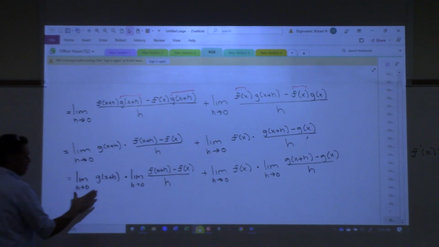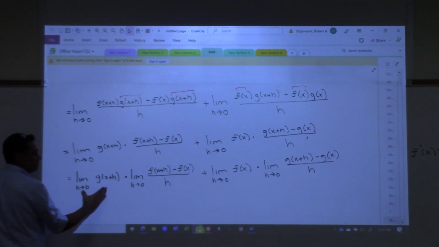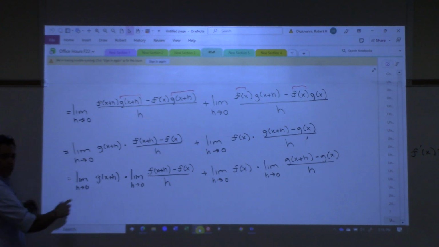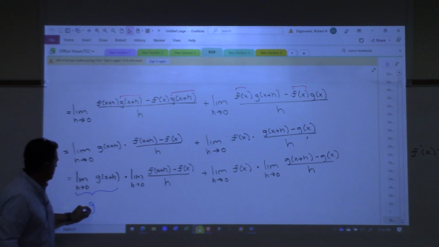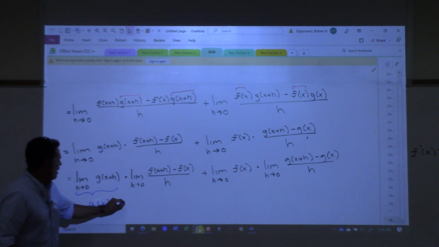Look at each one individually. What happens if h goes to 0 here? You would just get what? Just on this one, g of x? Everyone see that? So do you all agree if I do this limit right now, I just get g of x? Okay, times.